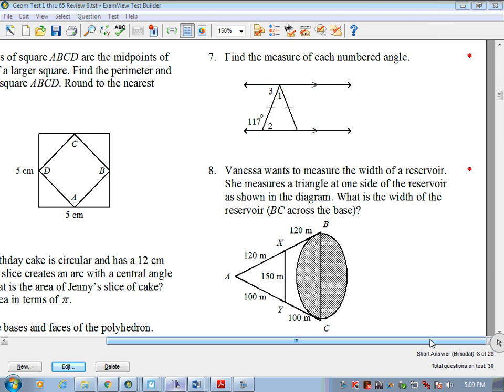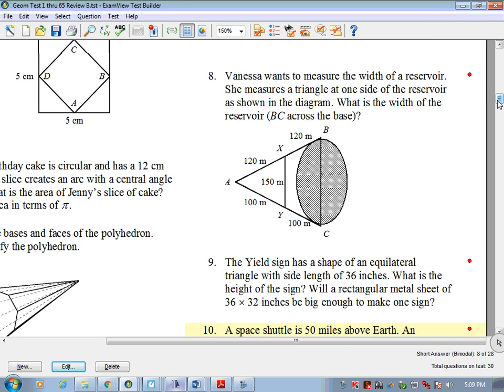Number 8, Vanessa wants to measure the width of a reservoir. She doesn't want to get her tape measure out. She measures a triangle on one side of the reservoir, shown in the diagram below. What's the width of the reservoir? What you want to see is that X is the midpoint of AB because it goes 120, 120. Y is the midpoint of AC.